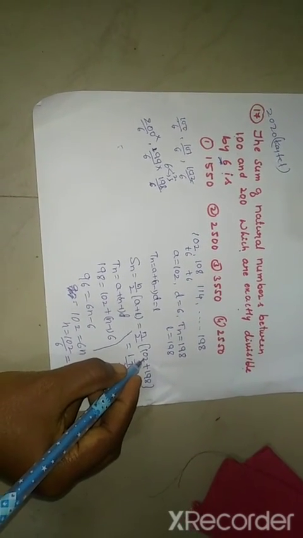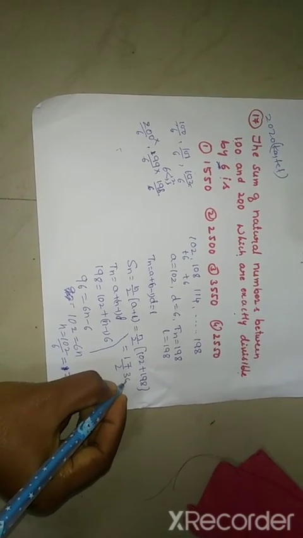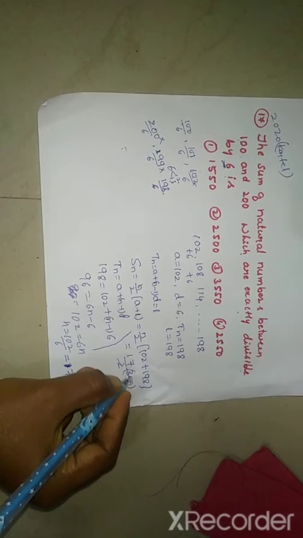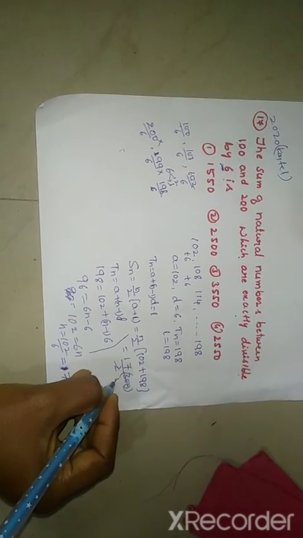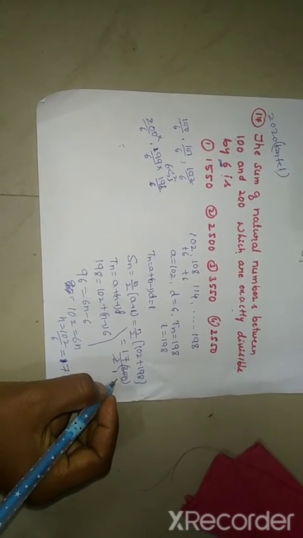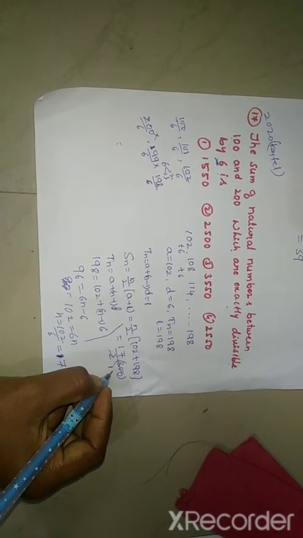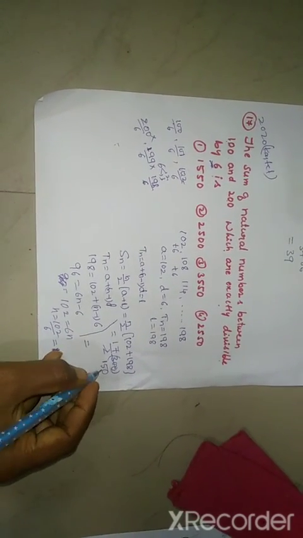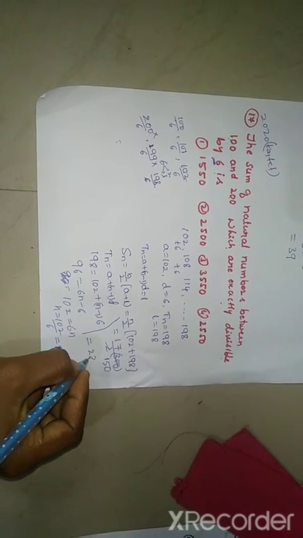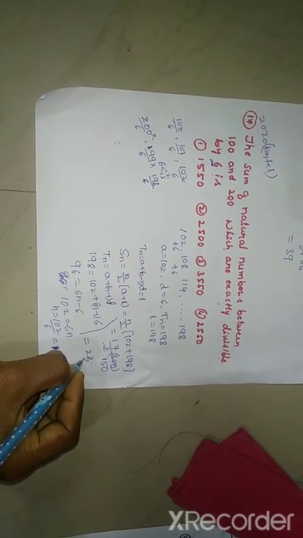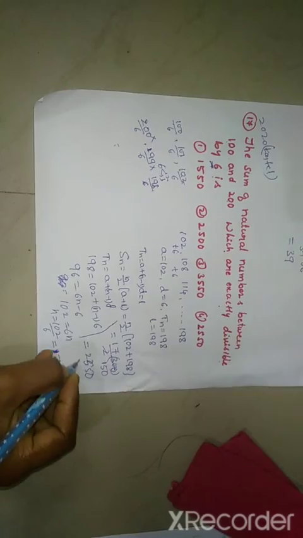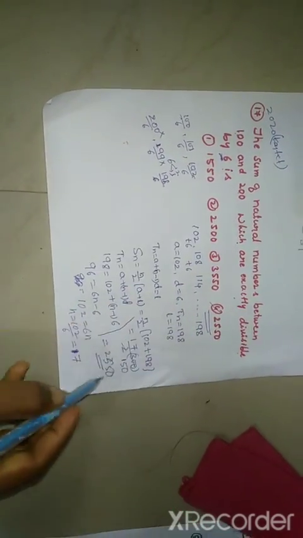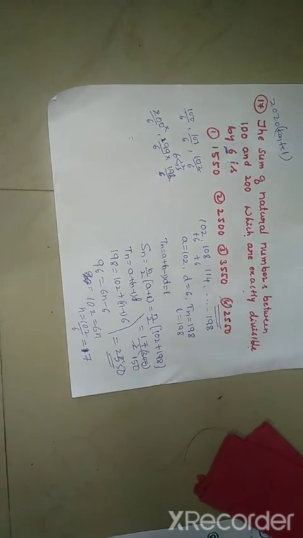So 17 by 2 times 300. 2 ones are 2, 2 fives are 10, 150. That is equals to 17 times 150, and we get the final answer 2550. So once you check after calculation, is this matching the answer or not? Thank you.